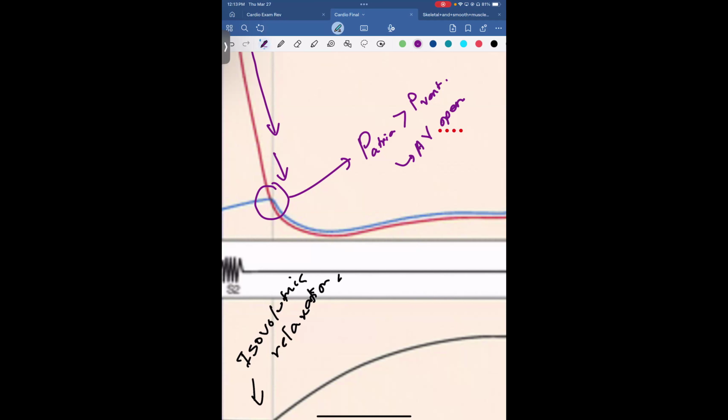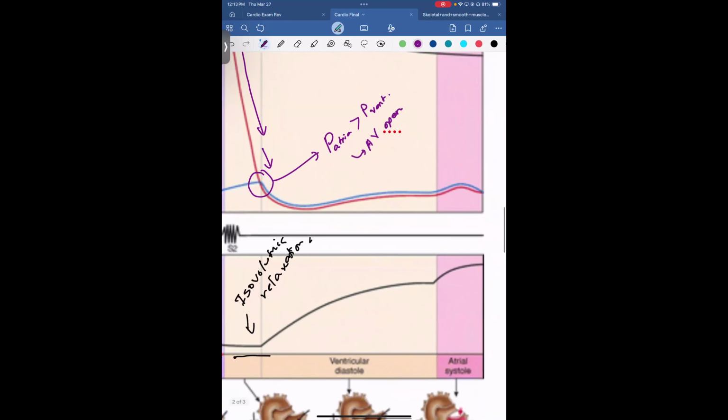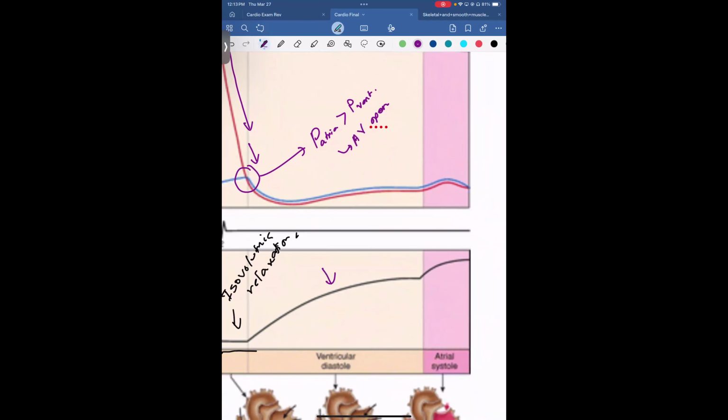Is that okay? Yeah. And if the AV valve's open, that means what? The ventricle would start filling up again because blood is going to trickle in. Okay. So ventricles fill up again. Cool. And the whole thing kind of repeats itself.